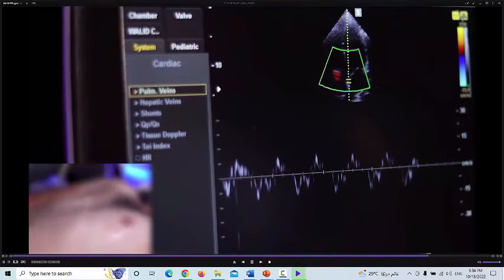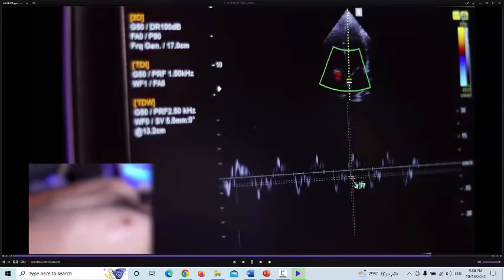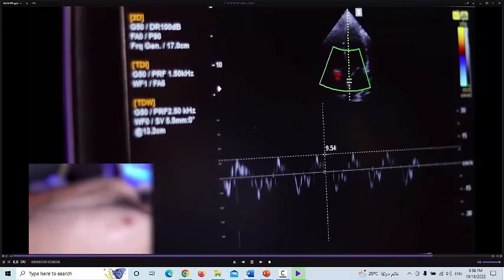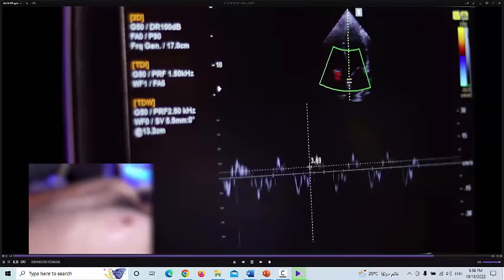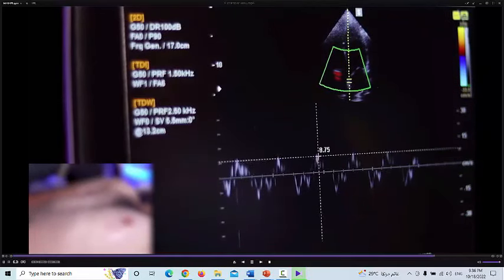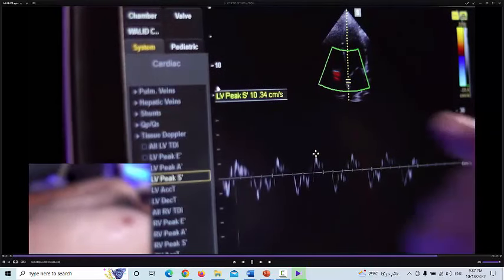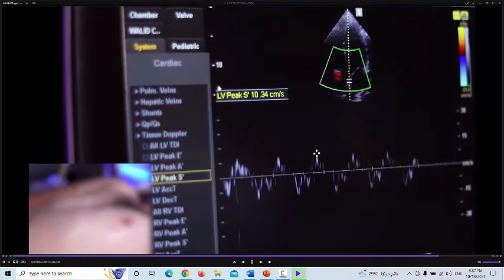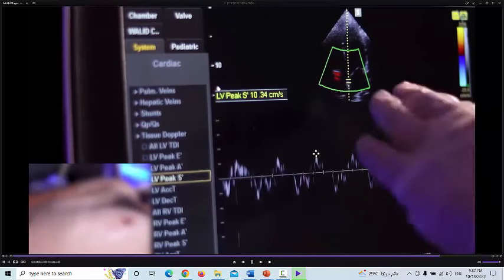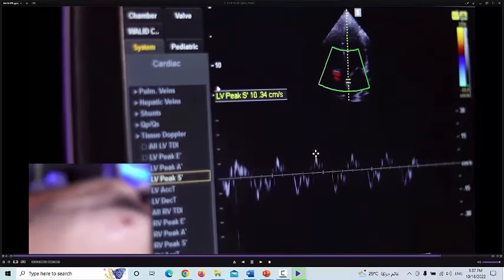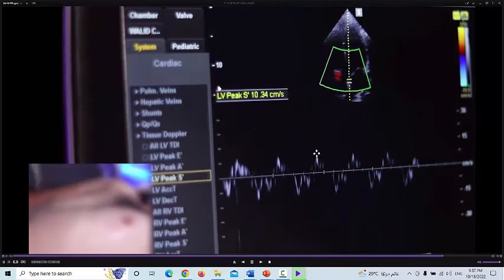I will freeze, and I will measure tissue Doppler. This is the S prime. This upright wave after isovolumic contraction is the S wave responsible for the upward movement. It is 10.3, more than 6.5, it's normal. So in our volunteer also, S prime tissue Doppler is also normal.